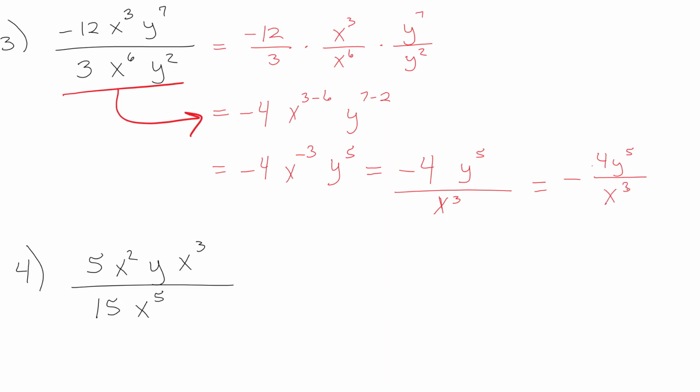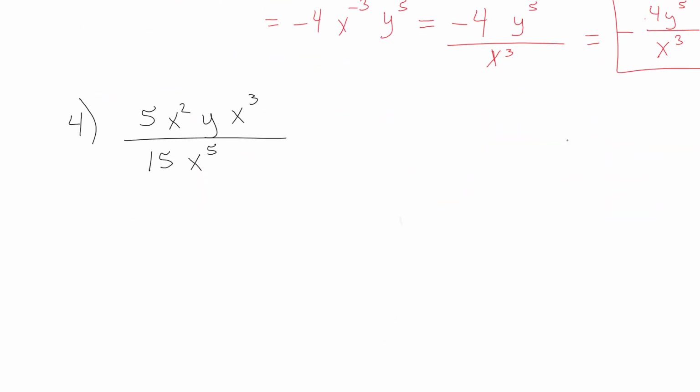So however your brain gets there, if I was doing it linearly, the 4 goes on the top, the x cubed goes on the bottom, the 5 goes on the top, and then you should end up there. Good? All right, last one.